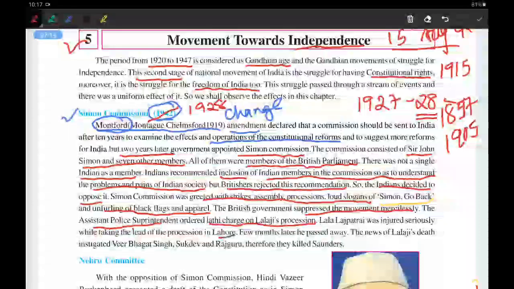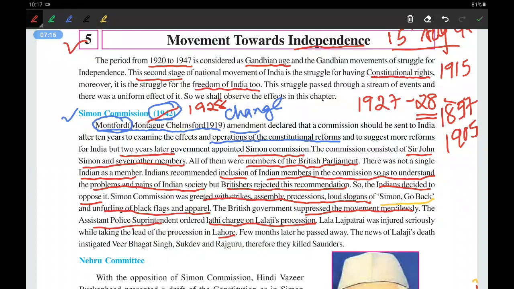At that time, it was done in Lahore. A few months later, he passed away due to this injury. The news of Lalaji's death instigated Veer Bhagat Singh, Sukhdev and Rajguru. Therefore, they killed Saunders. This was the incident due to which they took the oath of killing Saunders, who was the officer responsible for Lalaji's death.